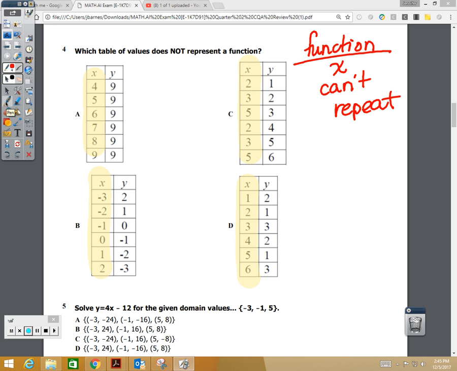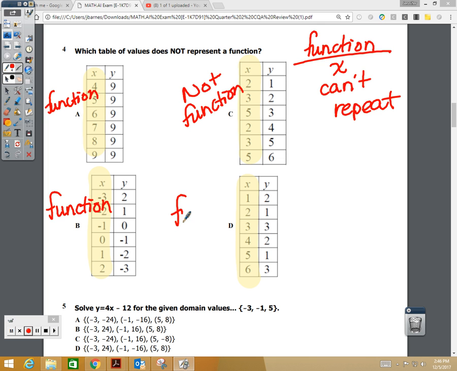So in A, 4, 5, 6, 7, 8, 9. Nothing repeats, so this is a function. In B, -3, -2, -1, 0, 1, 2. Nothing repeats, it's a function. C, 2, 3, 5, 2, 3, 5. I have x's that repeat. This is not a function. And the last one, 1, 2, 3, 4, 5, 6. Nothing repeats, so this is a function. So which table does not represent a function? C.